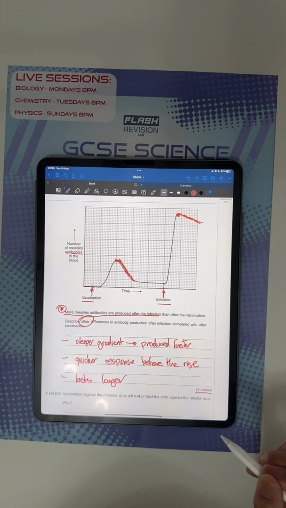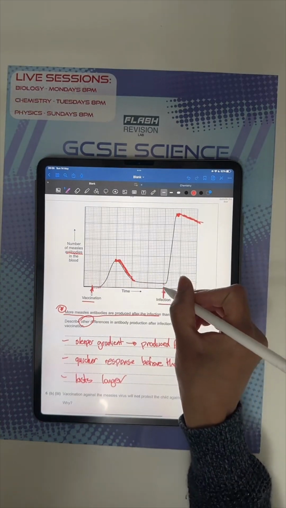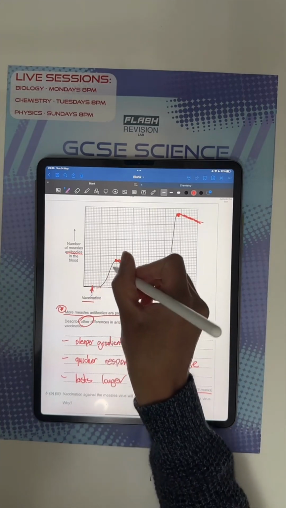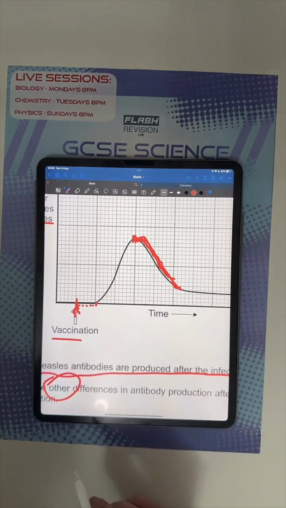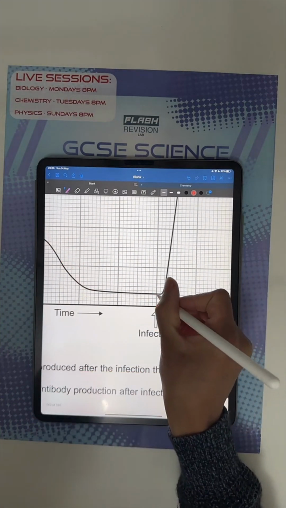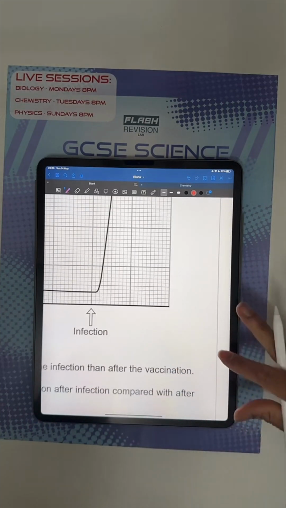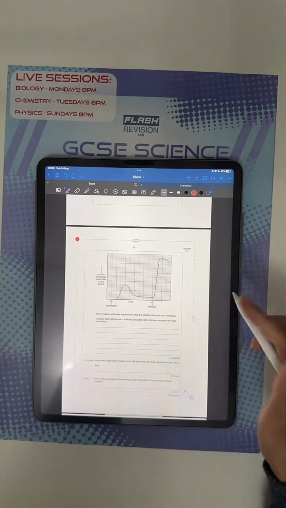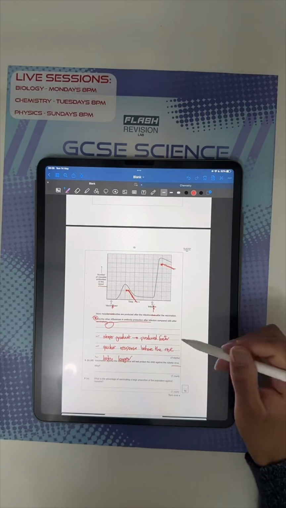Okay. Can I explain quick response? Yes. Look at where the vaccinations happened, look at where the infections happen, and look at how long it takes before the number of antibodies starts to rise. See here, it takes 5 small squares before it starts to rise. Here, it only takes 2 squares. Okay, hope that makes sense. Any other questions? I will go back to the info above. Don't worry, I'll give you a chance to screenshot all of this.